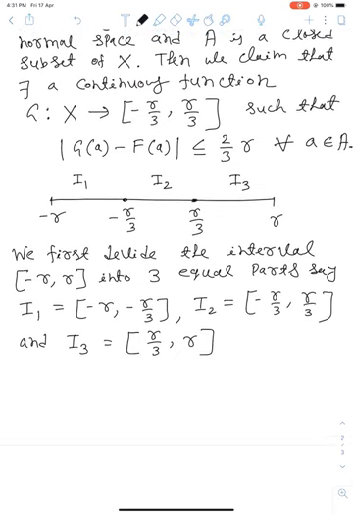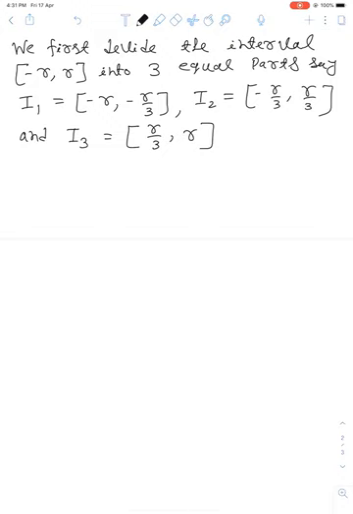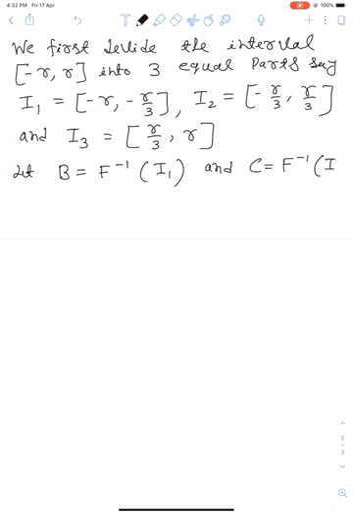Fine. Now just look at G. Here my codomain is from X to minus r by 3 comma r by 3, right? That means we shall define G from X to the interval I2, right? So we need I2, but we don't need I1 and I3. Now we do something with I1 and I3. So now let B equal to F inverse of I1 and C equal to F inverse of I3.